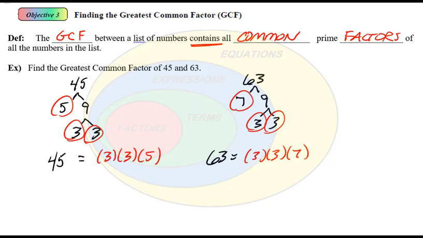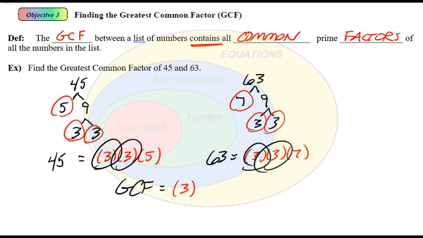So the greatest common factor contains all the common prime factors. So the common prime factors, it has factors of 3 common between 63 and 45. So your greatest common factor has to have a factor of 3 in it, but it has another factor of 3 that's common. So there's two factors of 3 that are common, so the greatest common factor includes both of those factors.